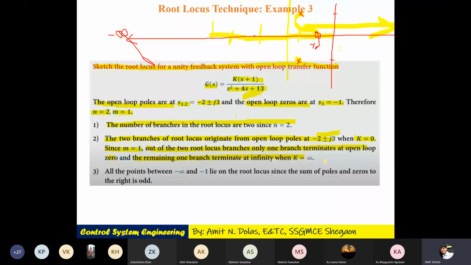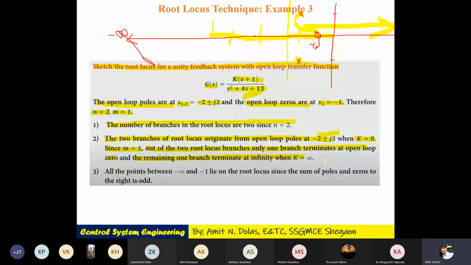Next point: the root locus branches that proceed to infinity do so along the asymptotes with an angle. What will be the angle of the asymptote? We have a formula for that. Phi A is the asymptote angle, from the angle criterion: (2q plus 1) into 180, divided by the difference between the number of poles and the number of zeros. There are two poles and one zero, so 2 minus 1 is 1. So Q value will be 0. Putting Q equal to 0 here, you get only 1, that is 180 degrees. And we have seen that already on the earlier PPT.